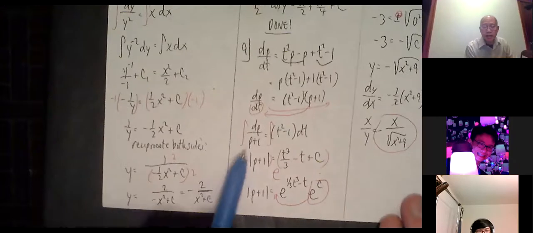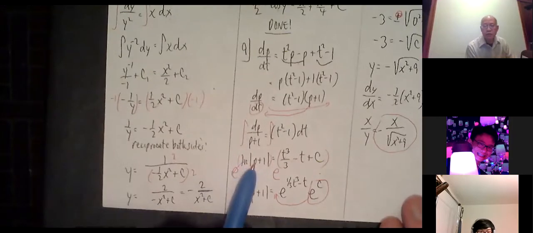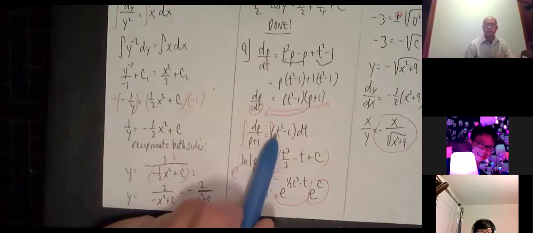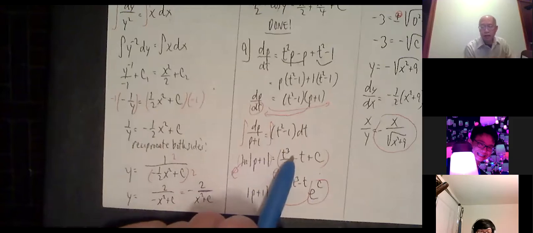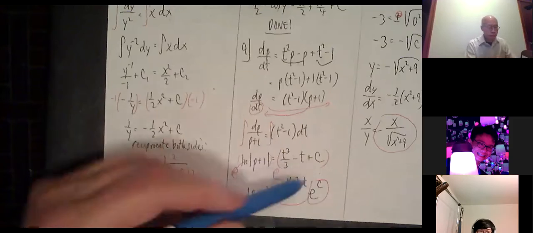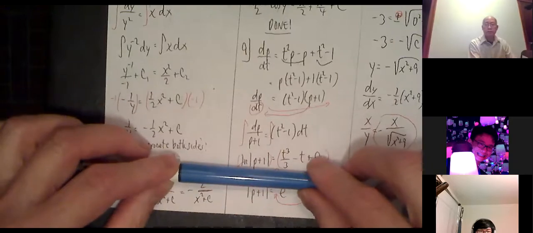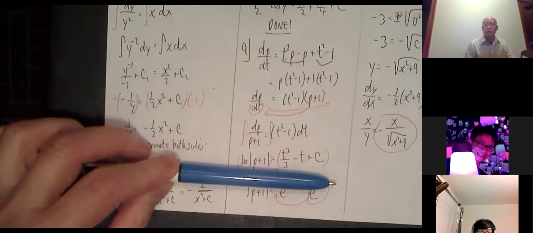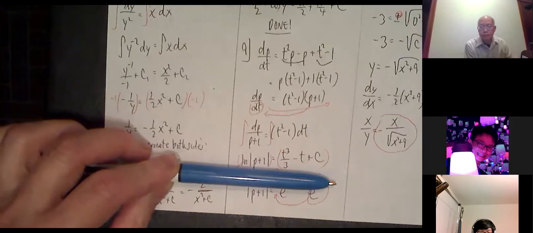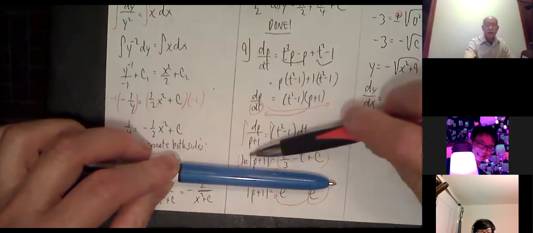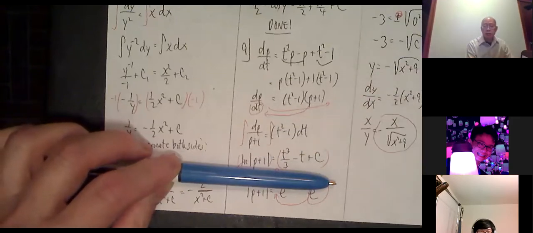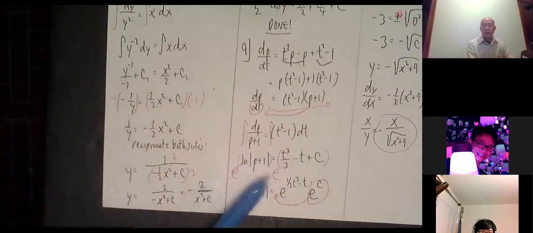Okay, so this is ln, absolute value of p plus 1. Again, don't need a plus c here, only over here. T cubed over 3 minus t plus c. Okay, so right now, it looks like that. Solve for p. Get rid of the ln. How do I get rid of ln? Exponentiate. E. These guys cancel out.